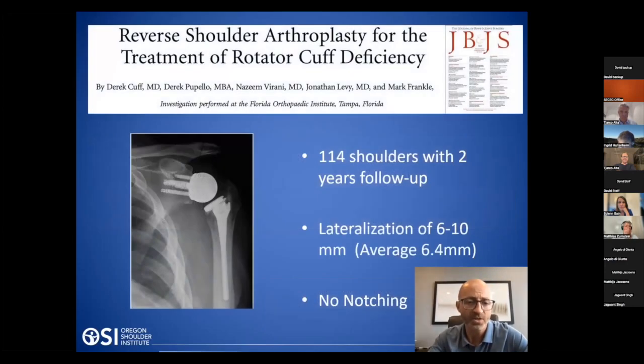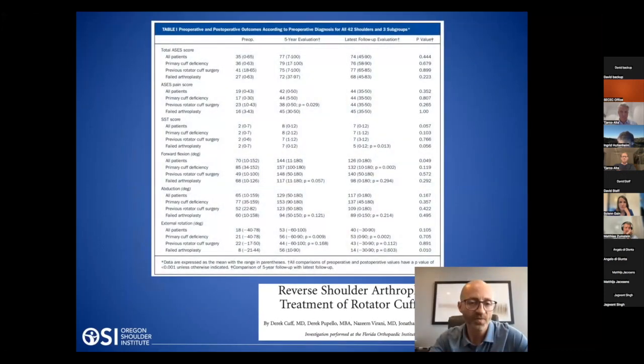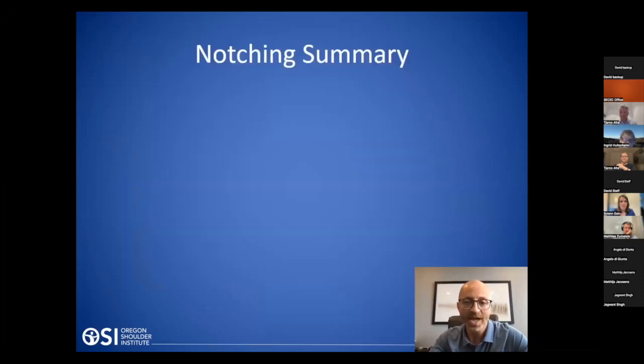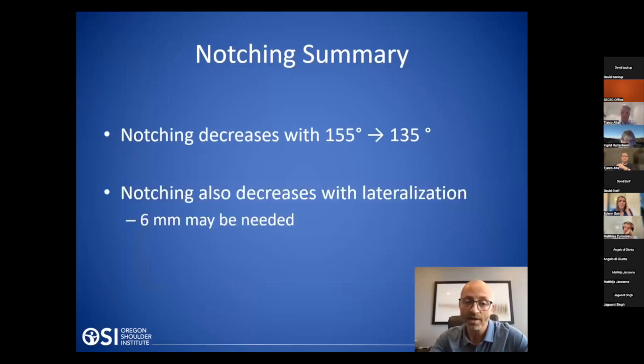Conversely, Mark, in his series at 2-year follow-up, with an average lateralization of 6.4 millimeters, reported no notching. What's interesting about his series, in contrast to the 155 series I showed you earlier, was he had minimal to no decline in function when he went out in his long-term follow-up study, which I'm citing here. So the notching summary is that notching decreases by moving from a 155 to a 135. Notching also decreases with lateralization, but 6 millimeters may be needed in most cases to remove notching.